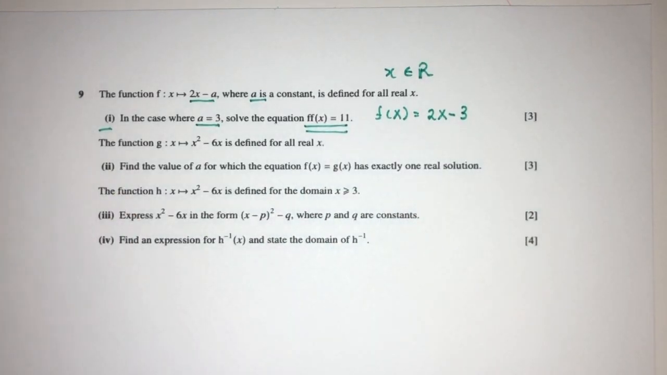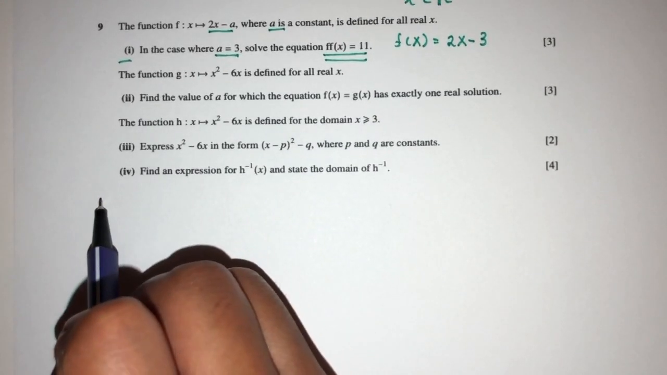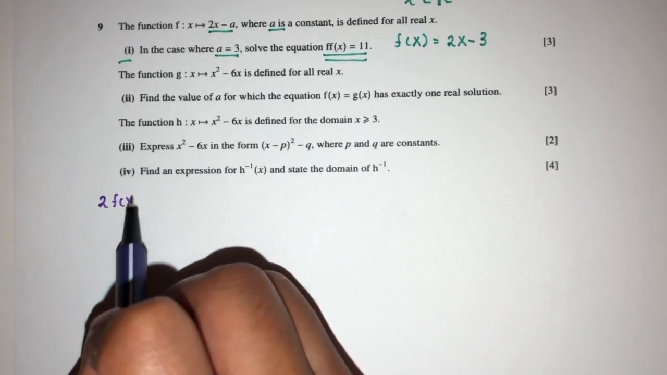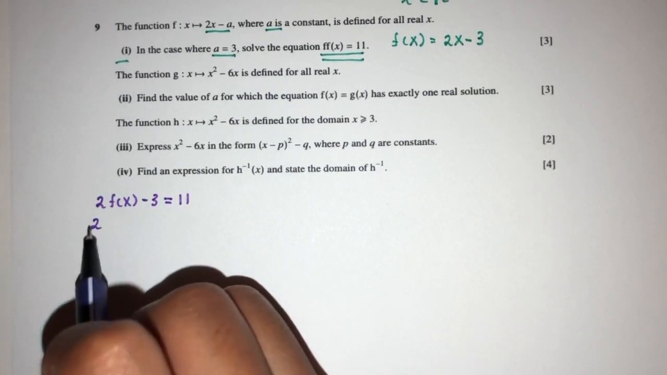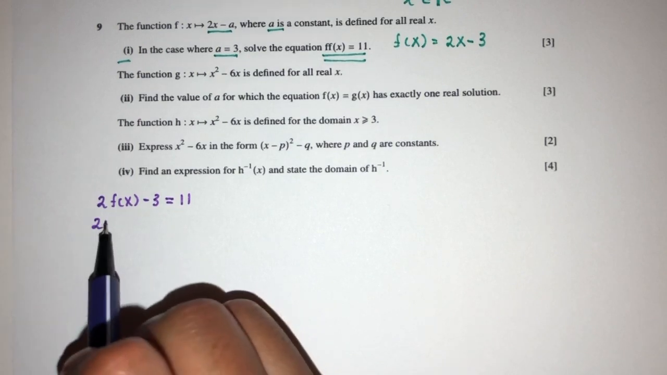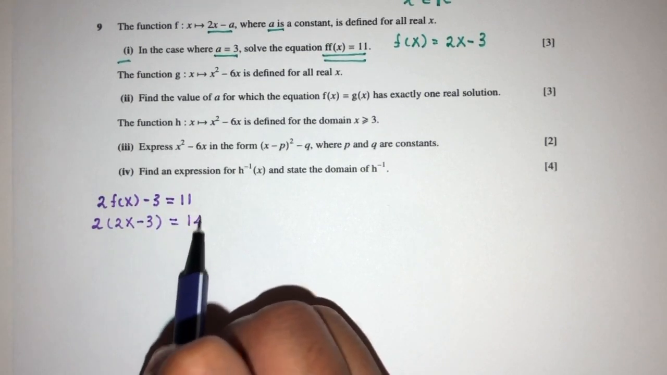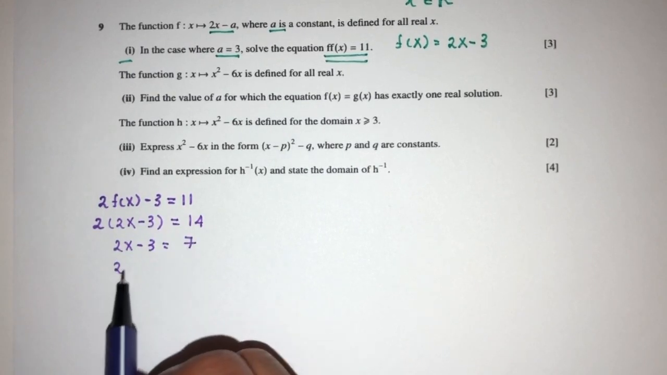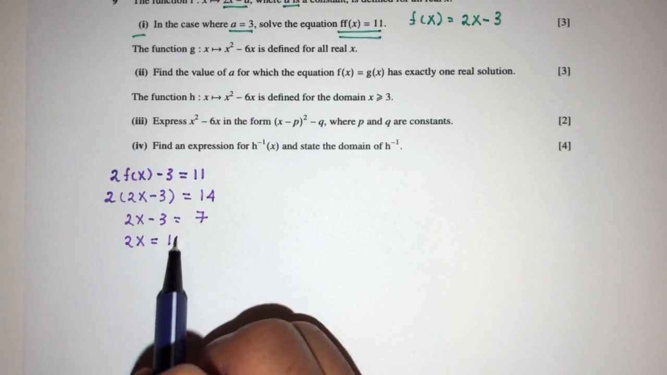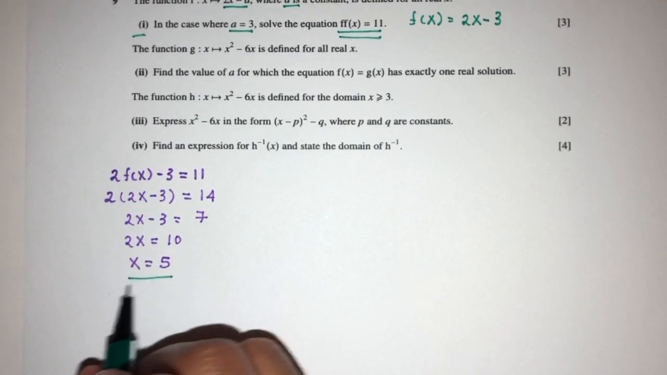So let's do that. So here we have f of x, which means it is 2x minus 3 is equal to 11. So 2x minus 3 has to be 11, so 2x is 14. So 2x minus 3 has to be 7. 2x will be 10. x will be the value of 5. This is part 1 of the question.